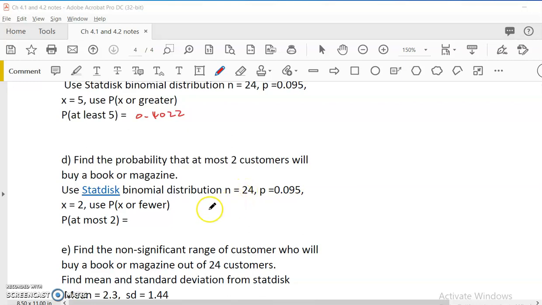It's a fixed number. Because we're looking at most 2, that means 2 or fewer, right? So at most 2 is 2 or fewer. That means 2 is the largest number, so that means 2, 1, 0. So you use 2 or fewer, and you just plug in 2 and use the X or fewer option, and you would get it.